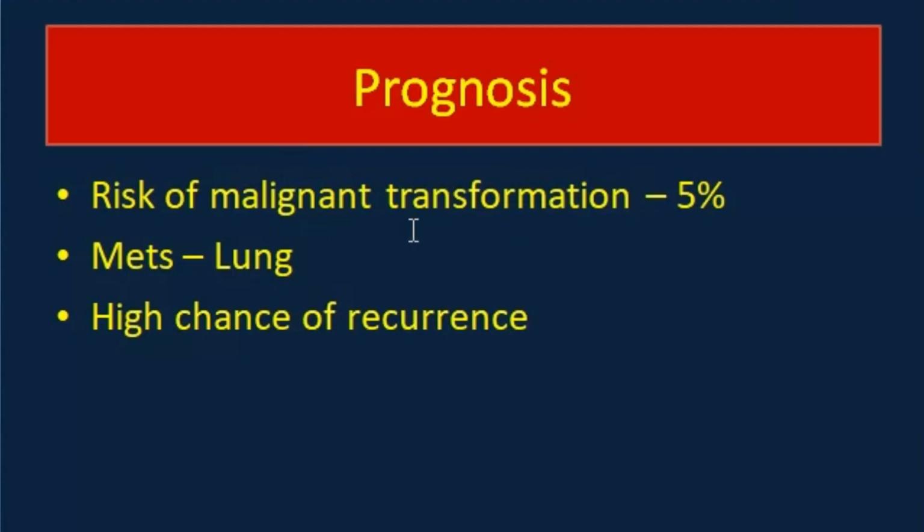Now, if we talk about the prognosis, there is a risk of malignant transformation of the tumor. It can convert into a malignancy, and that risk is 5%. There's a 5% chance of malignant transformation. And if this malignant tumor metastasizes, it goes mainly to the lungs. This is the main site of metastasis. And there is a high chance of recurrence also for this tumor.